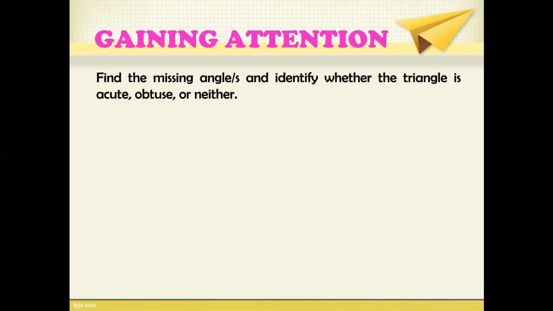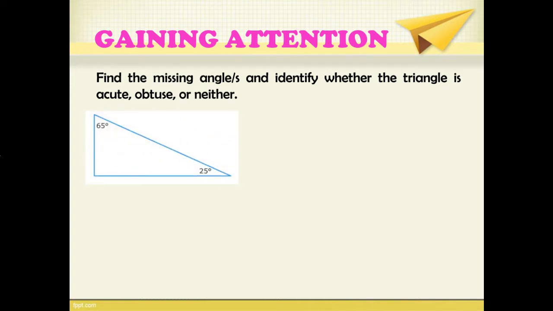Recall the definition of an acute or an obtuse triangle as well as the angle sum of a triangle. And let's have this activity. Find the missing angle or angles and identify whether the triangle is acute, obtuse, or neither.